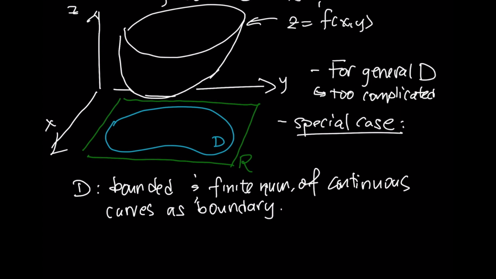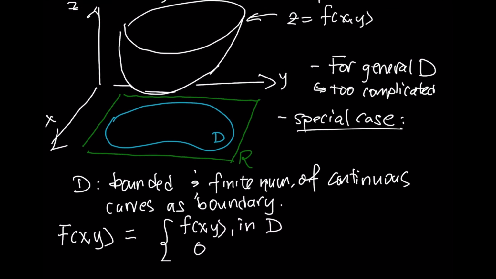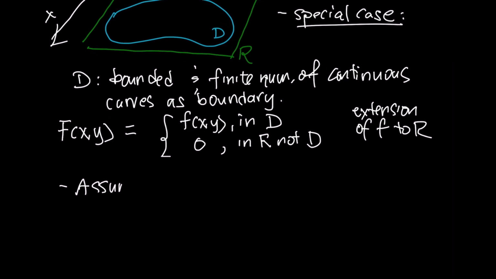So we are now going to create a new function, capital F of x and y. It's defined as a piecewise function equal to the original function over this region D. And then it will be 0 if it's in R, but not in D. So this is known as the extension of our function f to this rectangle R. We are going to assume that the function f is continuous over this region D, and that means there's going to be a jump in value.